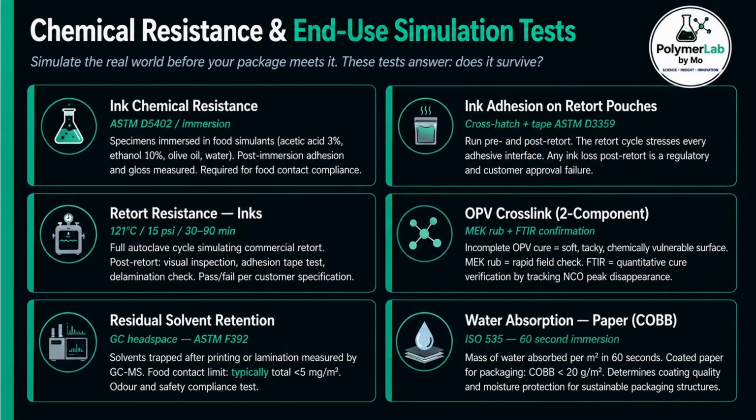For paper-based sustainable packaging structures, the COBB value is a critical test. We place a column of water on the paper surface for exactly 60 seconds, then weigh the absorbed mass. A well-coated barrier paper should absorb less than 20 grams of water per square meter. An uncoated kraft paper can absorb 100 grams or more. If your sustainable paper packaging cannot resist moisture absorption, it loses dimensional stability, print adhesion, and barrier performance all simultaneously.